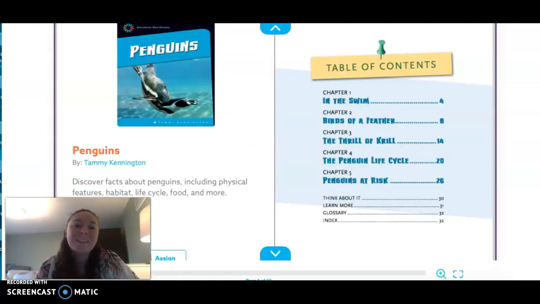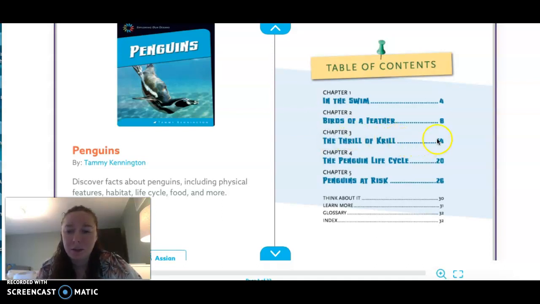I'm going to read this penguin book by Tammy Kennington, and I'm going to focus on one of my penguin subtopics, diet. So I'm going to look at my table of contents and see if anything jumps out that seems like it might be related to a penguin's diet. Chapter 1, In the Swim. Chapter 2, Birds of a Feather. Chapter 3, The Thrill of Krill. Ooh. Krill is actually a tiny shrimp-like animal, and that might be something that penguins eat.